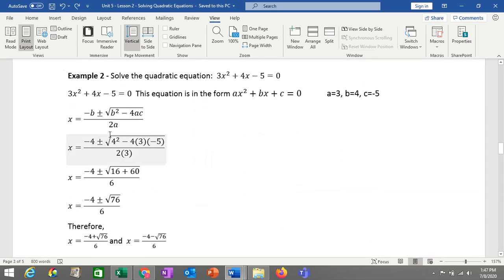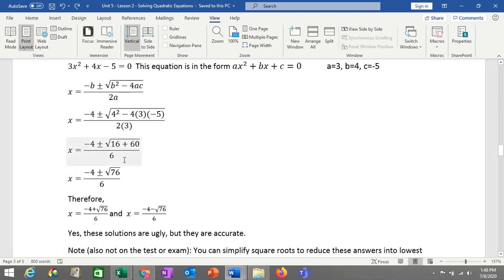Okay, so we can see that. Now it's just simple math, right? Simple computation. So 4 squared is 16. Negative 4 times 3 is negative 12. Times negative 5 is positive 60. So we're going to get the answer as negative 4 plus or minus the square root of 76, over 6.